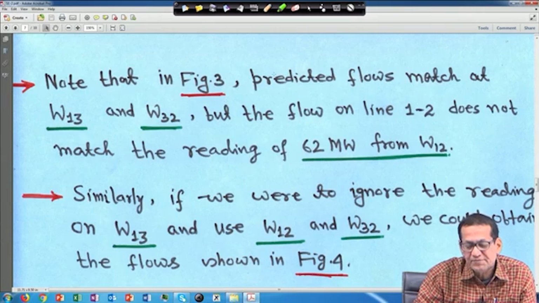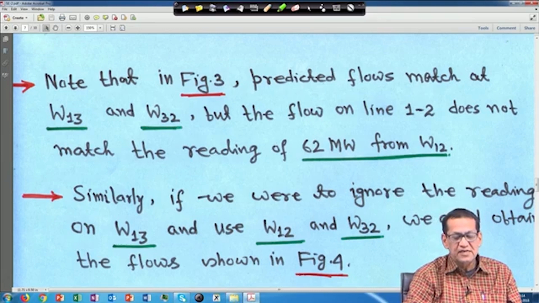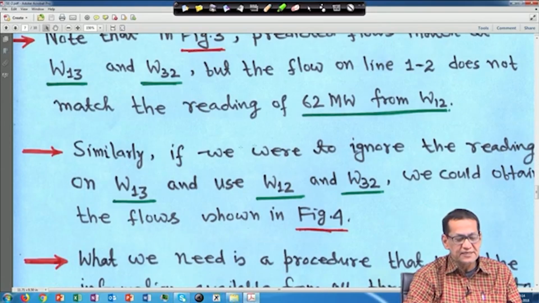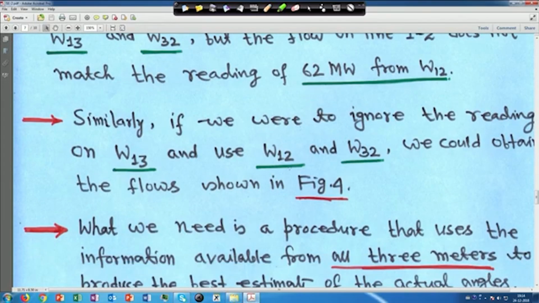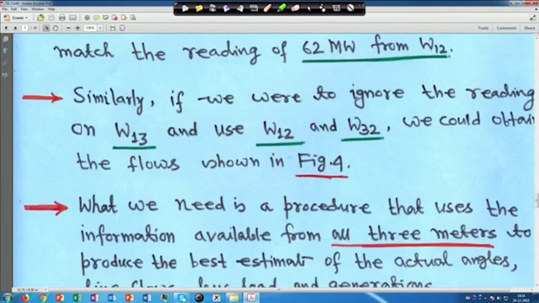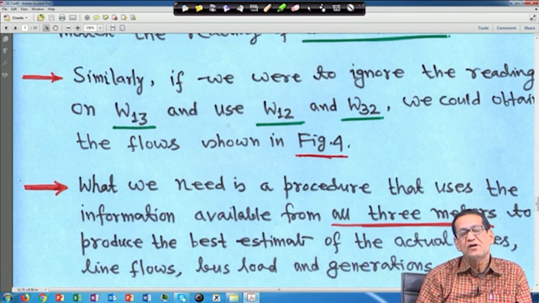Note that in figure 3 predicted flows match at W13 and W32, but the flow on line 1 2 does not match the reading of 62 megawatts from meter 1 and 2, right. Similarly, if we are to ignore the reading on W13 and use W12 and W32, we could obtain the flows shown in figure 4. So, that also we have seen, right. What we need is a procedure that actually uses the information available from all the 3 meters to produce the best estimate of the actual angles, line flows, bus load and generation.